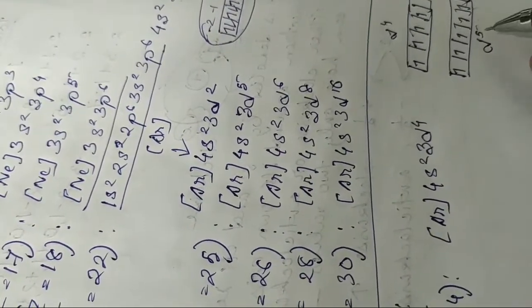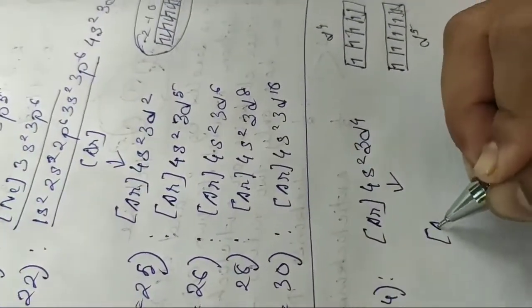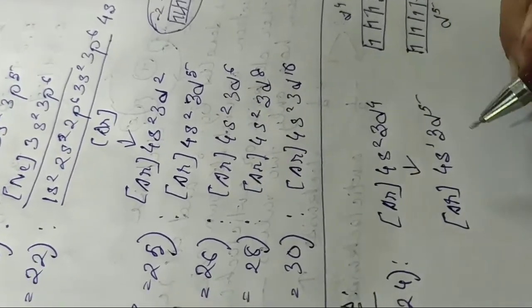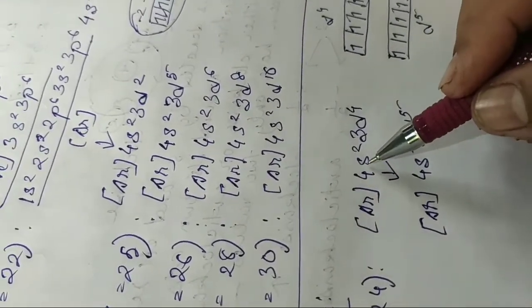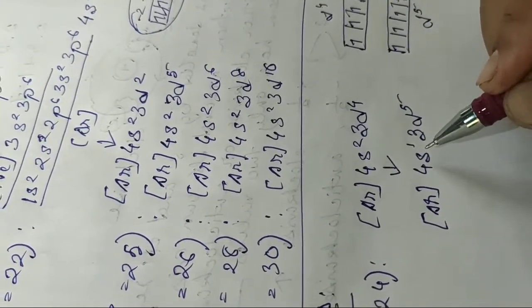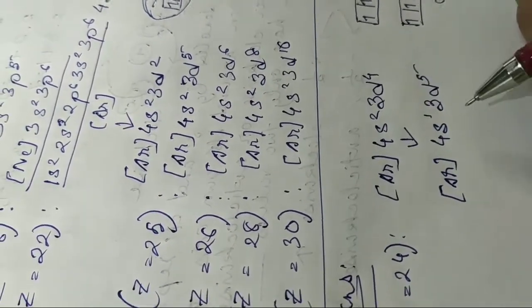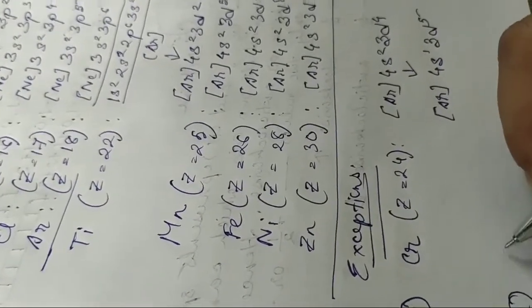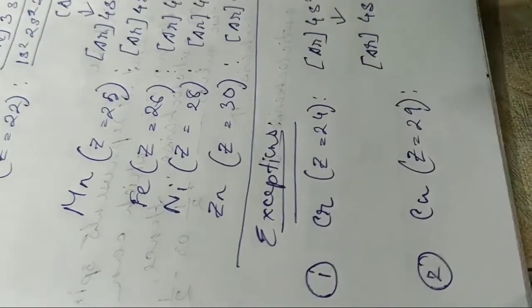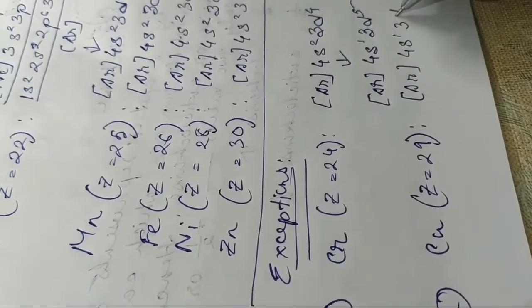So to attain this more stable arrangement or electronic configuration, one electron of the 4s orbital will jump to the 3d orbital and it will be argon 4s1 3d5 instead of 4s2 3d4 for chromium. And the second exception is copper, where Z equal to 29, and here also it will be 4s1 3d10.